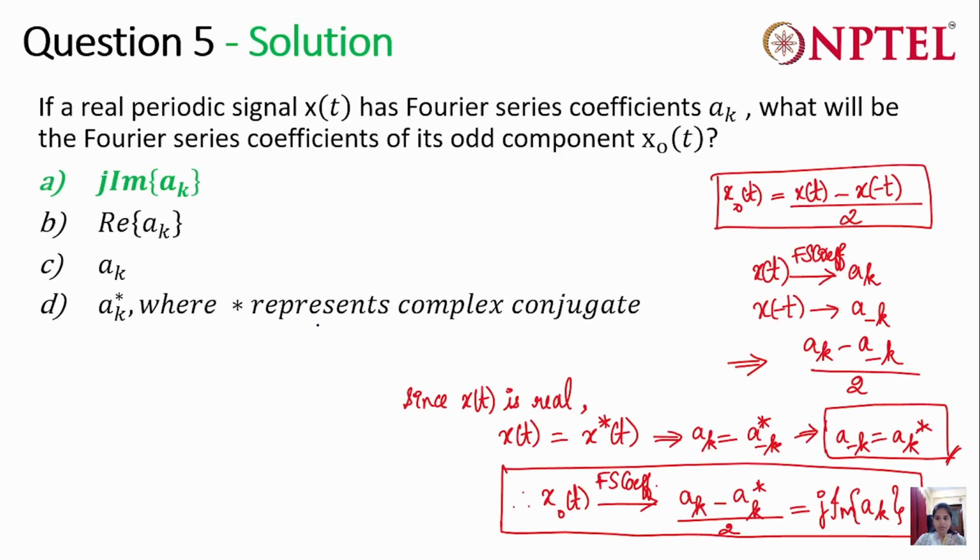Okay. So we are just following a similar approach. The Fourier series coefficient of x of t is ak, and of x of minus t is a minus k. So we have ak minus a minus k by 2. And since x of t is real, we already got a minus k is equal to ak conjugate. So now a minus k, I can write as ak conjugate. So we have ak minus ak conjugate by 2.